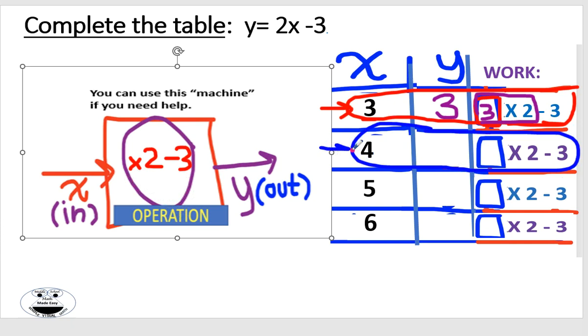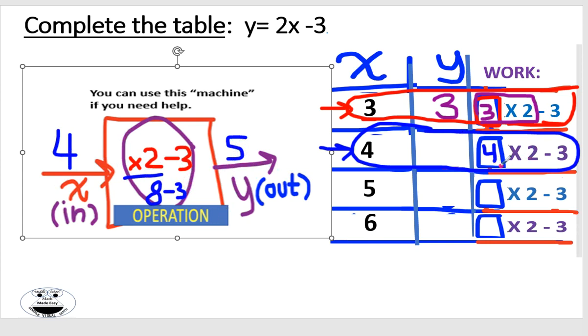And this says x is 4. So I'm going to put 4 here. Or if I want to use the machine, I put the 4 where it says X. X is the in, and the Y is the answer, the out. So we're going to do what the machine says. It says 4 times 2, and it's always good to do it step by step and write down what you get. 4 times 2 is 8. And then I still have to minus 3.